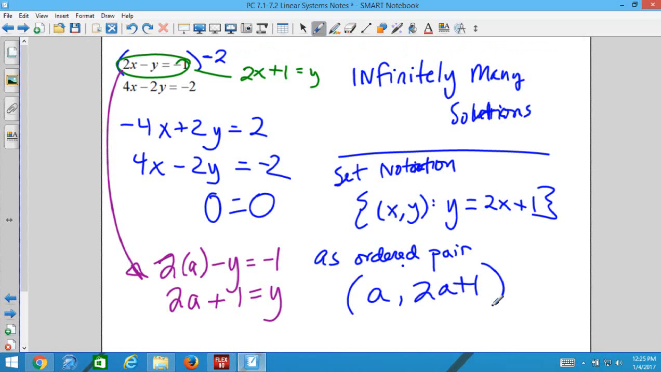So you can write it in set notation, which is y equals 2x plus 1, or you can write it as an ordered pair, a comma 2a plus 1. It's the exact same work for either answer. It's just different notations, okay? So if you have one that's infinitely many solutions, you should have that it is infinitely many solutions, and then I don't care which way you do it. I'll put answers both ways, okay?